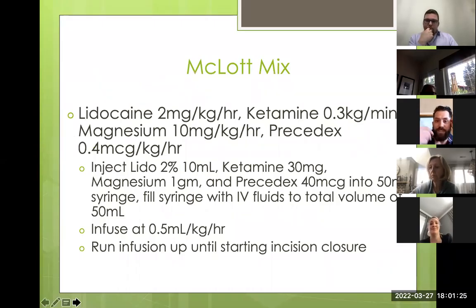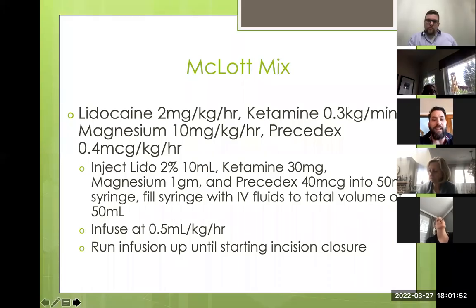And so this is the McLott Mix. When I started doing OFA, I was hand bolusing everything. I kind of knew I wanted to give ketamine and magnesium together. I knew the importance of running a lidocaine infusion and giving dexmedetomidine. So after a couple of months of hand bolusing everything and having a lidocaine infusion, I just decided I'm going to put it all in one bag.